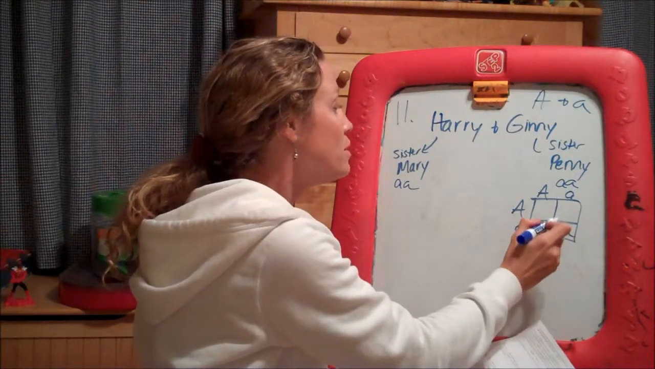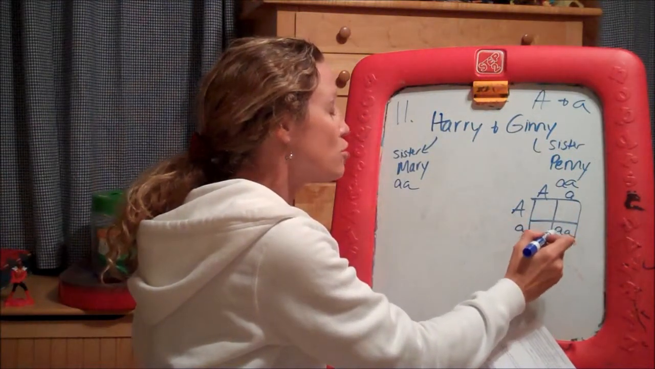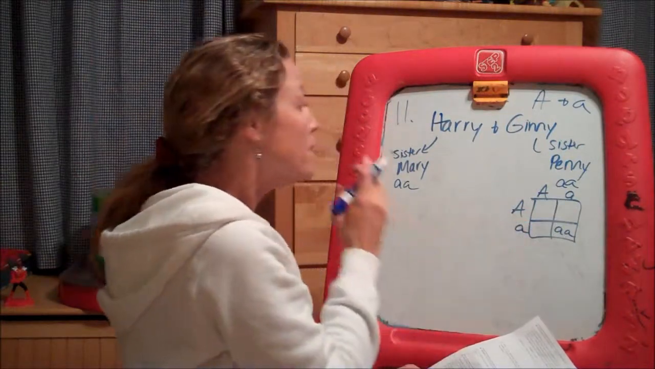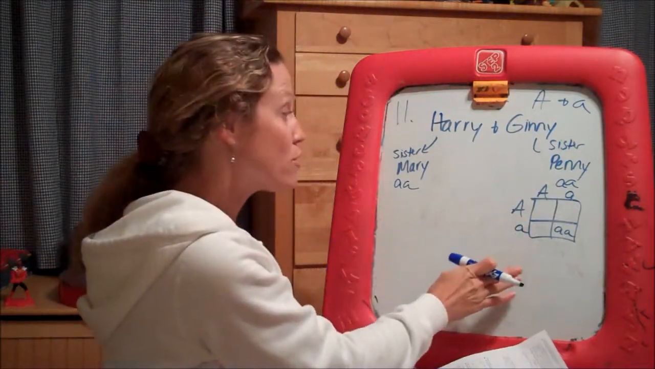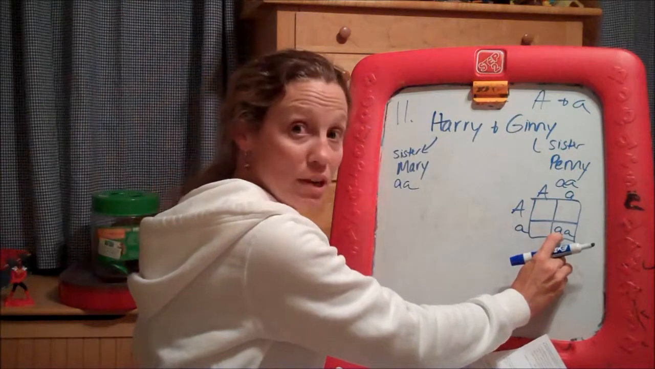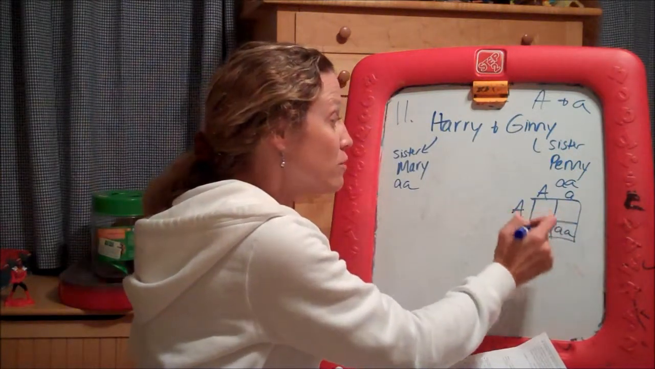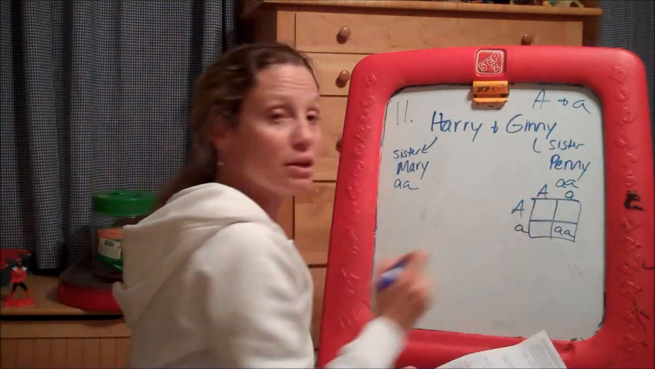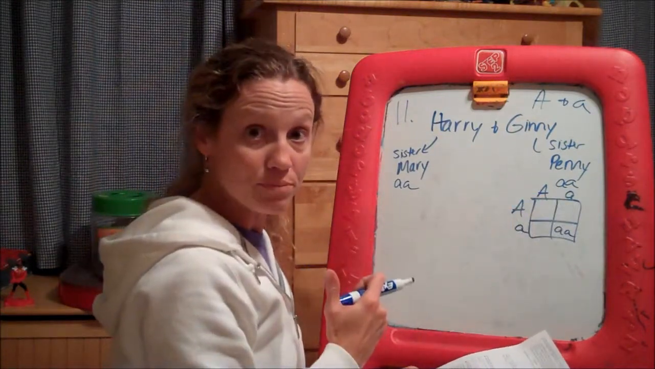So we know that this is Penny, and these are Jenny and Penny's parents. And you could also use the same Punnett square for Harry. So this could be Mary, and one of these three would have to be Harry, and these would be Harry and Mary's parents. Are you following me?